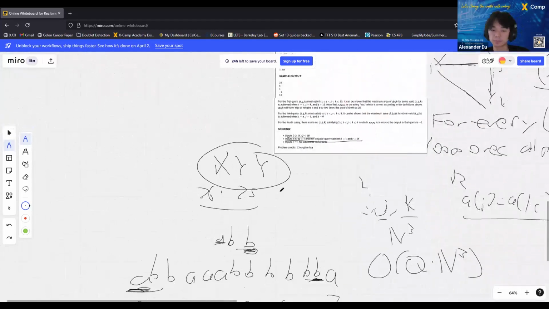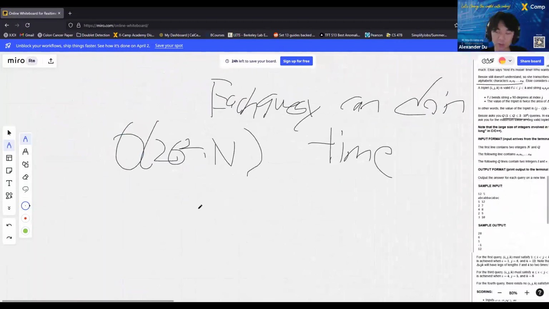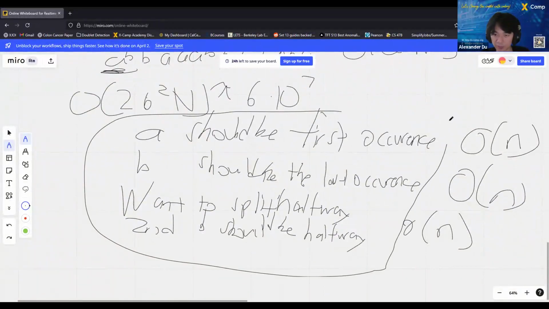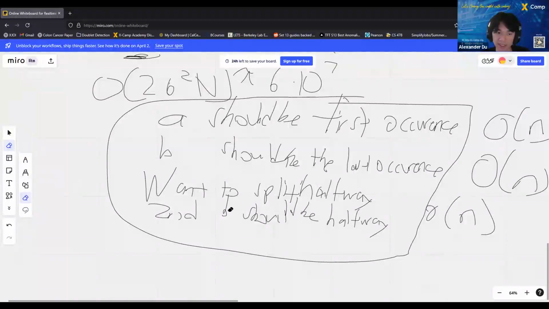But we can do some things to try to reduce this down. Obviously the q can't shrink, so we need to find some way to solve each query in a pretty quick amount of time. So let's go back to what we're actually looking for. What we need is finding the first occurrence, finding the last occurrence, and splitting it halfway.